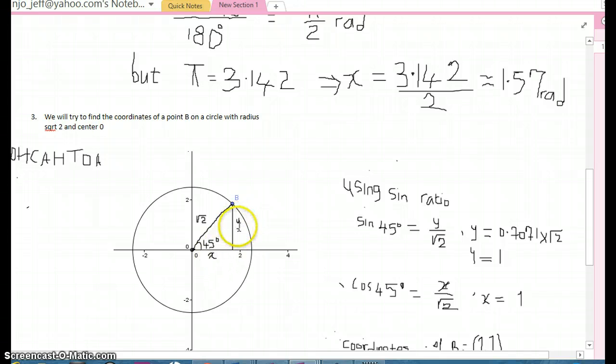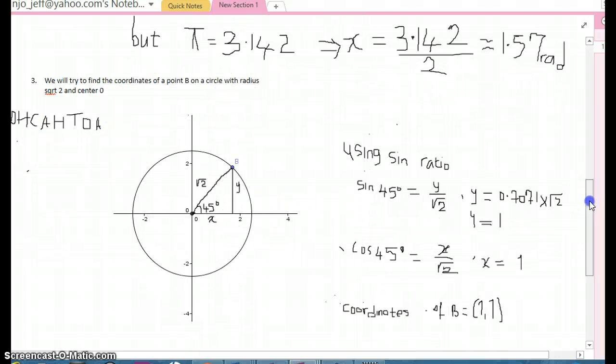So for these values of y and x, I assume y to be the vertical distance from the axis O to the point B, and I also assume x to be the horizontal distance from the center O to the point B. So this is the horizontal distance of B, and this is the vertical distance of B. If we find the values of x and y, then we will be able to calculate the coordinate of a point B on the circle.